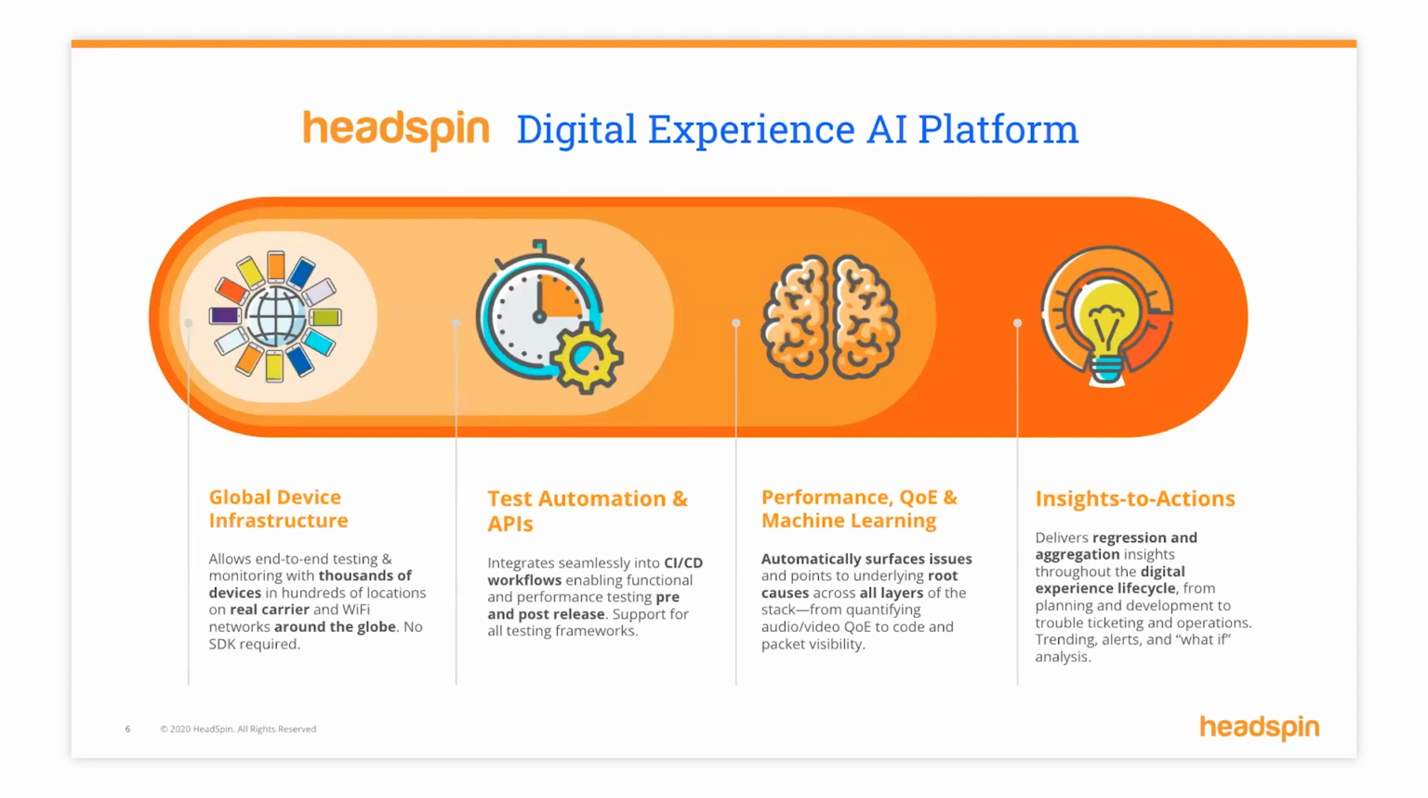The third pillar is where you'll find performance and quality of experience measurement. Our platform allows you to identify bottlenecks and issues by surfacing the underlying root causes from all layers of your technology stack. So whether it be audio or video quality of experience that we'll talk about in a little bit, to the code and even packet visibility. Our platform gives you the ability to measure KPIs that you care about, whether they are extensive application, device, network, and even critical user journeys and screen transitions. We have 140 KPIs that come out of box.